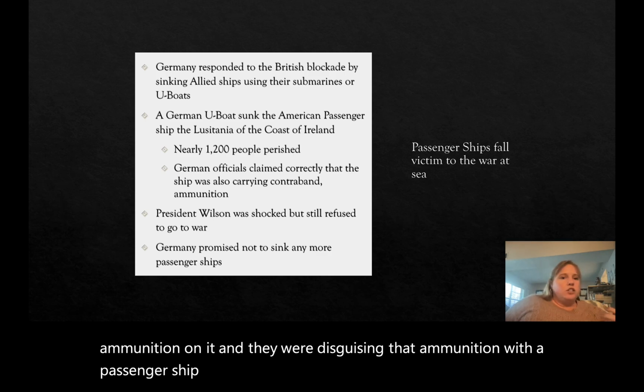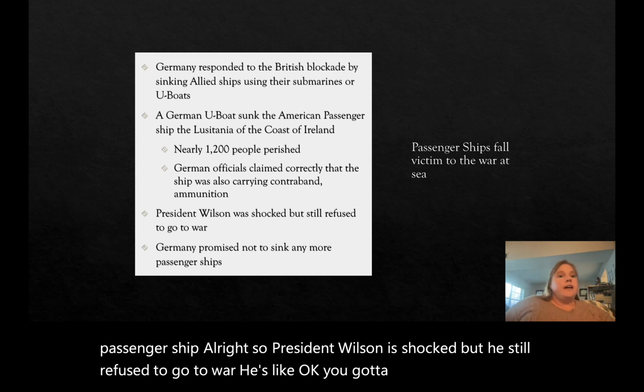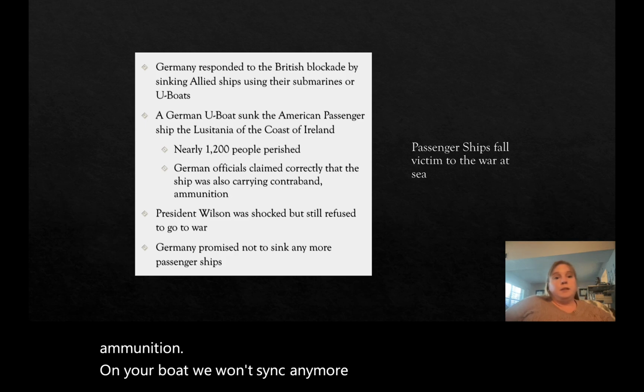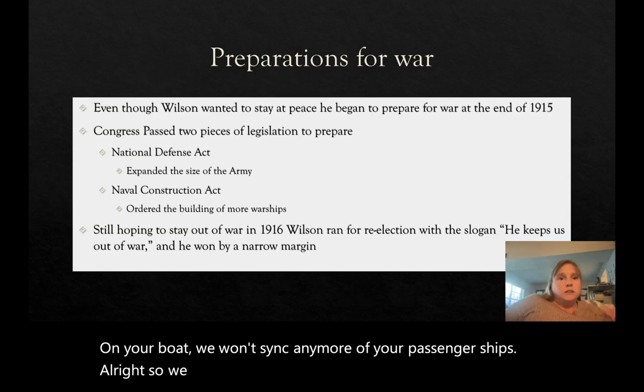So President Wilson is shocked, but he still refused to go to war. He's like, okay, you kind of called us on that. And so Germany's like, okay, here's the deal. You don't put any more ammunitions on your boat, we won't sink any more of your passenger ships. All right, so we have a deal.